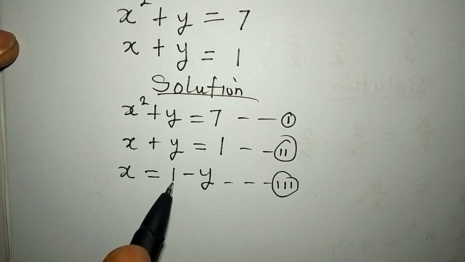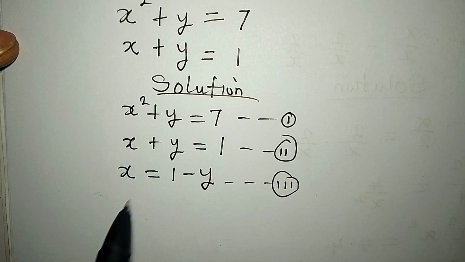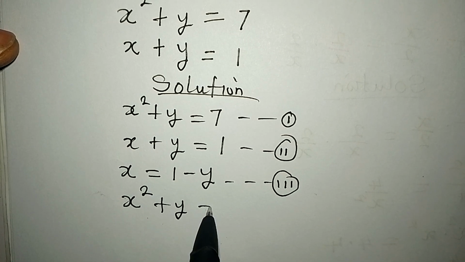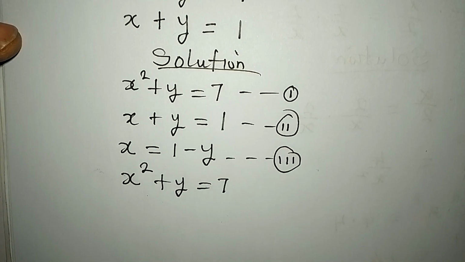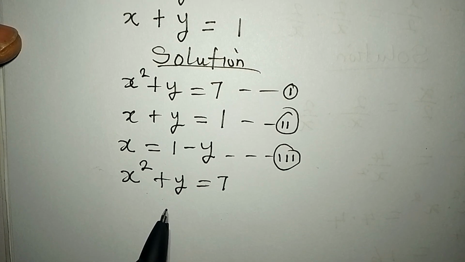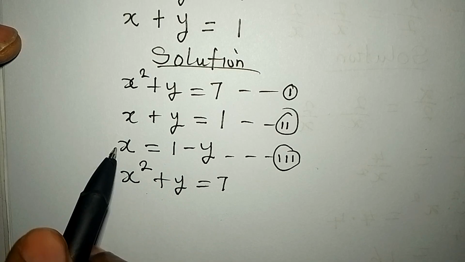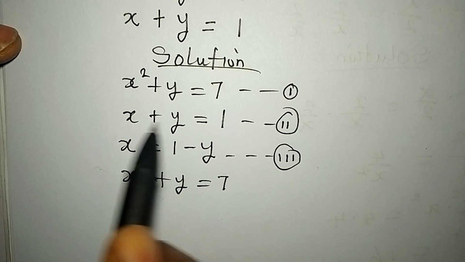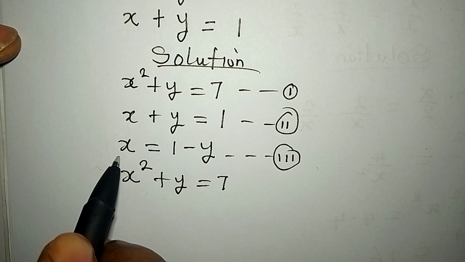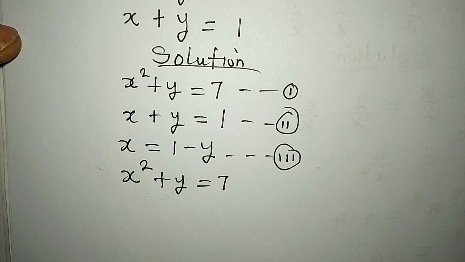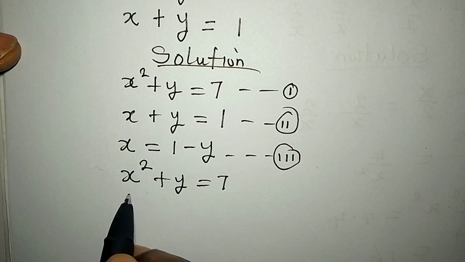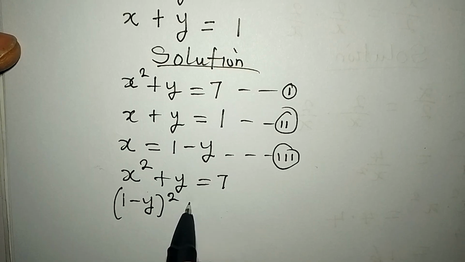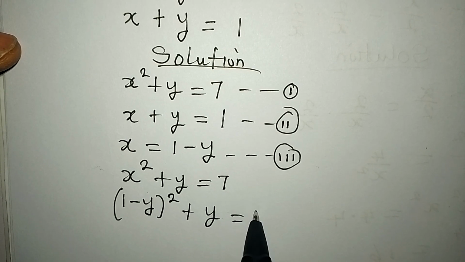Now put this value of x in equation 3 into equation 1, where we had x squared plus y equals 7. Do not make any mistake by substituting this value of x into equation 2, because it is from equation 2 that we got our equation 3. In place of x, I'm going to have 1 minus y, then we square this, plus y equals 7.